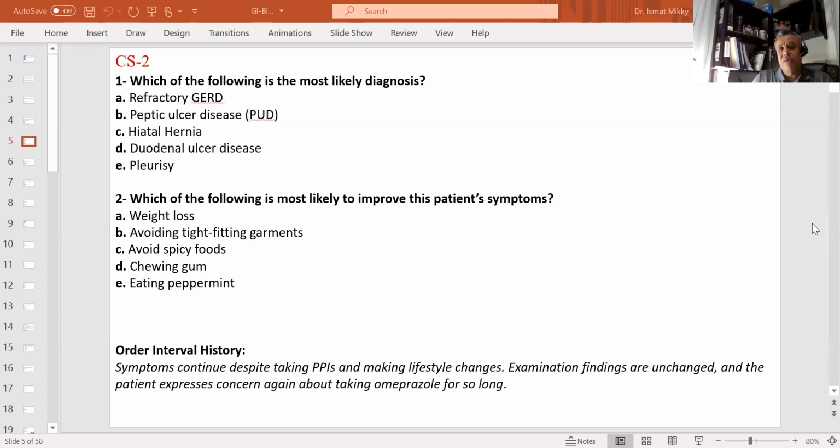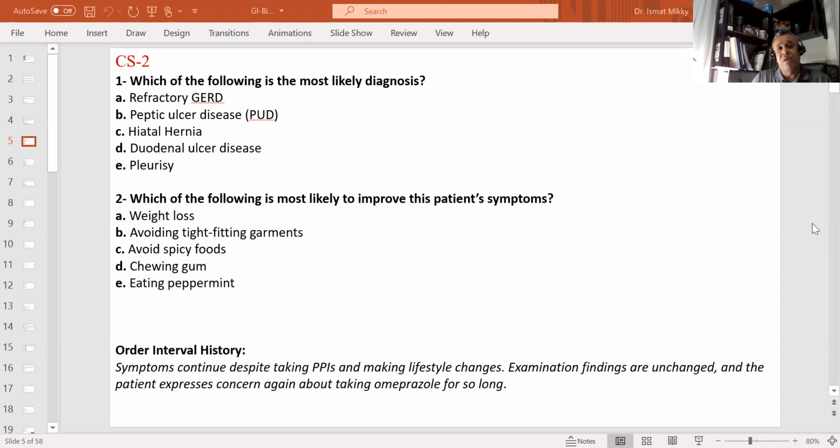When we say peptic ulcer disease or PUD, it gives abdominal pain that may or may not be worsened with eating. The duodenal ulcer and the gastric ulcer are two different types of PUD. So PUD includes both the duodenal ulcer, which affects the duodenum in the small intestine, and the gastric ulcer as well.